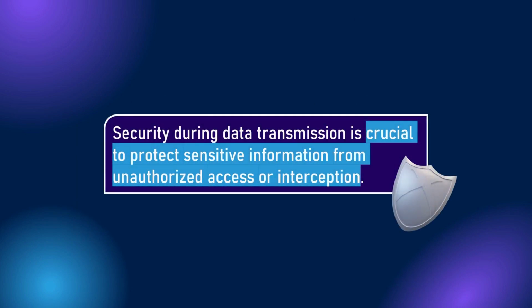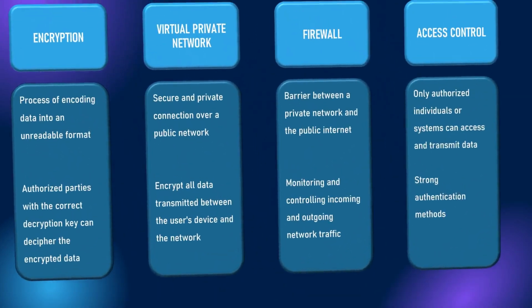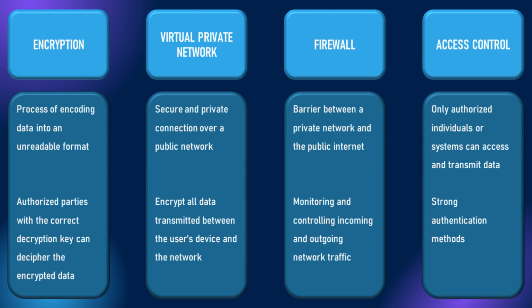Security during data transmission is crucial to protect sensitive information from unauthorized access or interception. There are several measures in place to ensure secure data transmission. Encryption. Encryption is the process of encoding data into an unreadable format using an encryption algorithm. Only authorized parties with the correct decryption key can decipher the encrypted data. This ensures that even if the data is intercepted, it remains confidential.